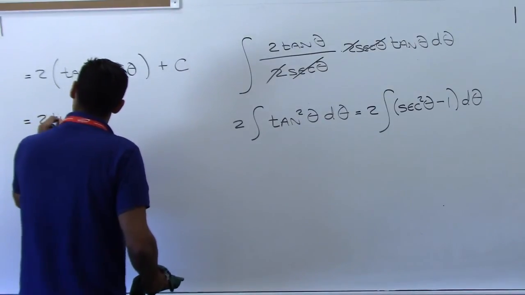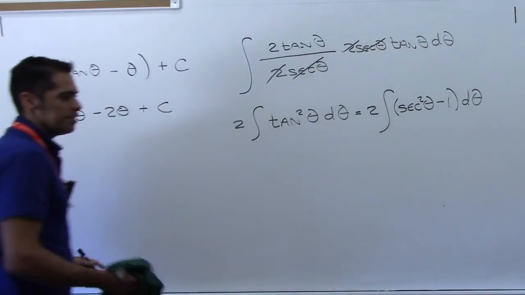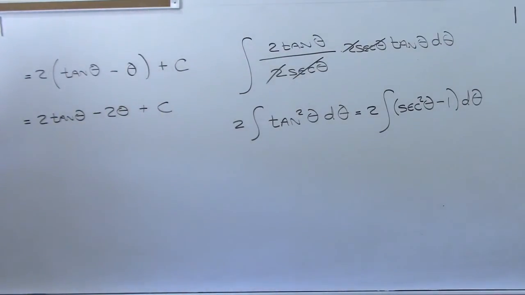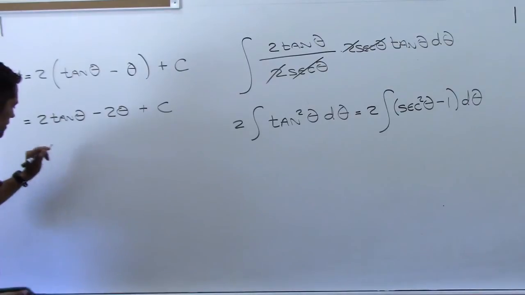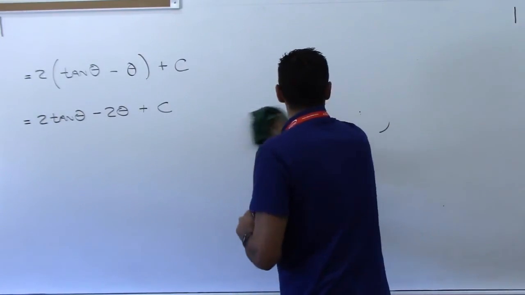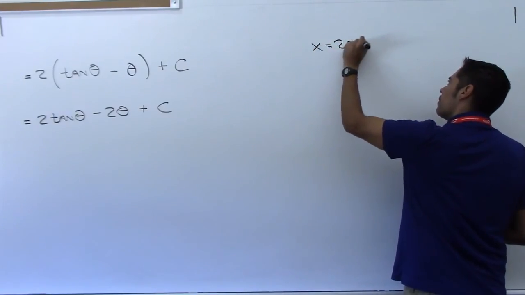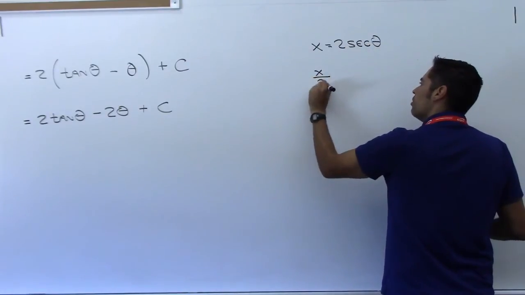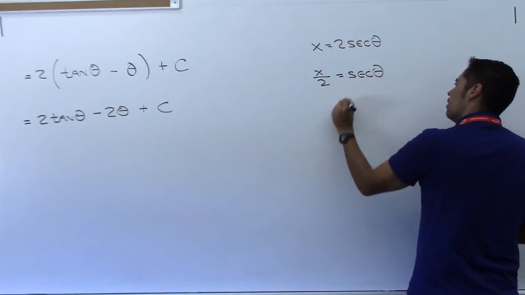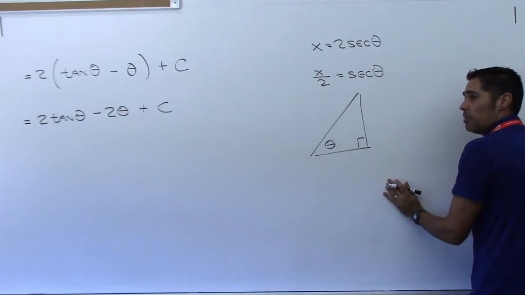I'm going to distribute the 2. I didn't have to. I don't know why. I just didn't like it sitting out there all lonely. Reference triangle. I don't even know if I'll need it. I'm going to draw it anyway. So the information that I had was that x was 2 secant theta, right? X was 2 secant theta, which meant that x over 2 was secant theta, which meant if I draw a triangle, secant is the reciprocal of cosine, isn't it?